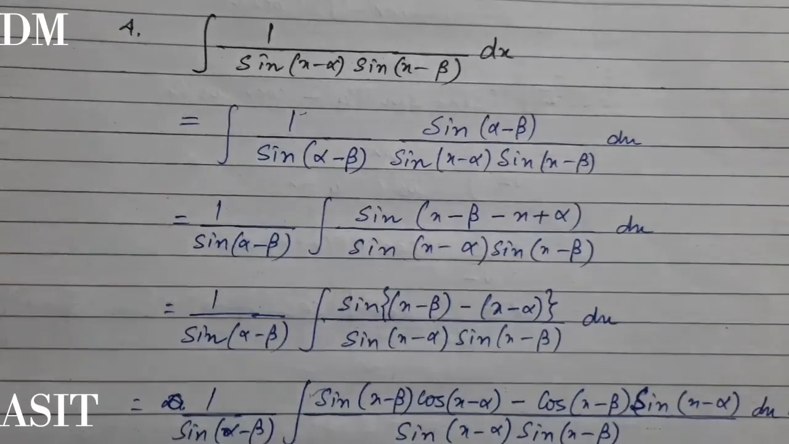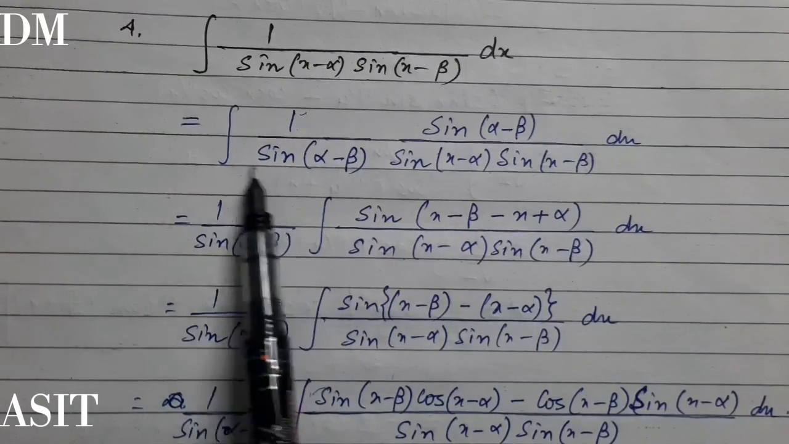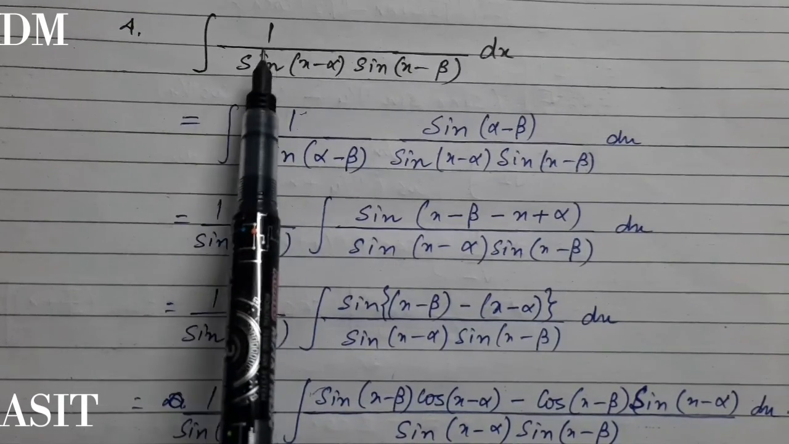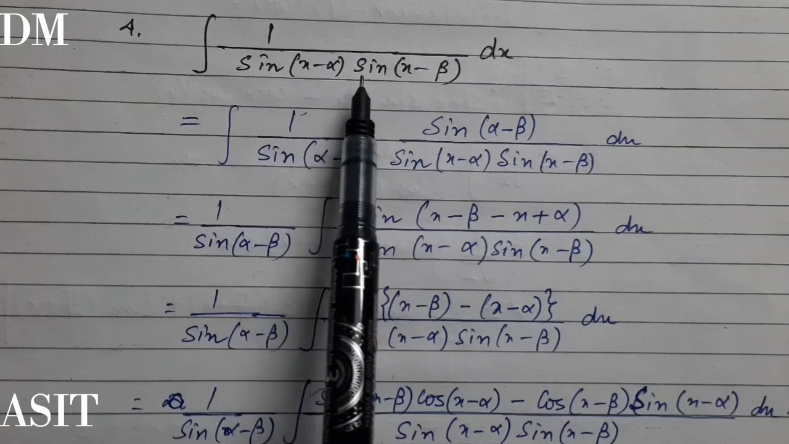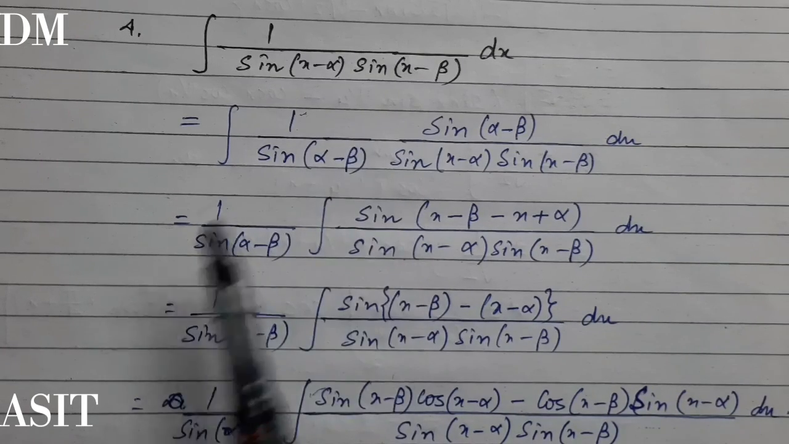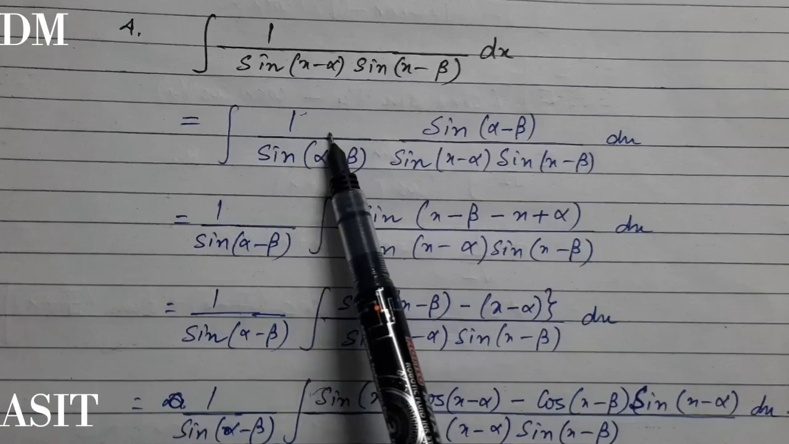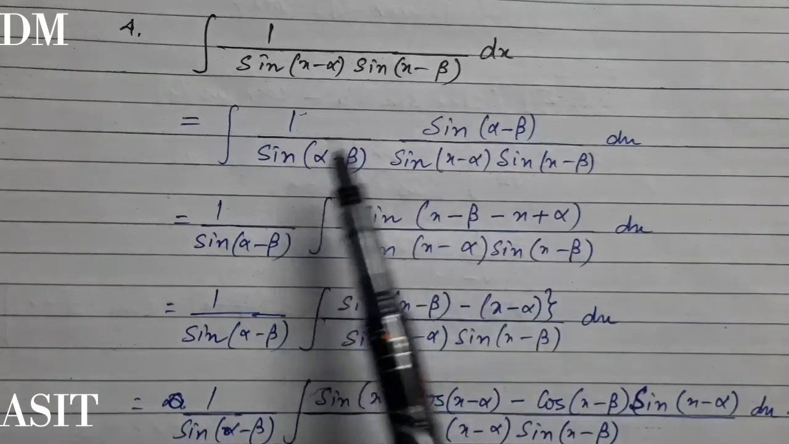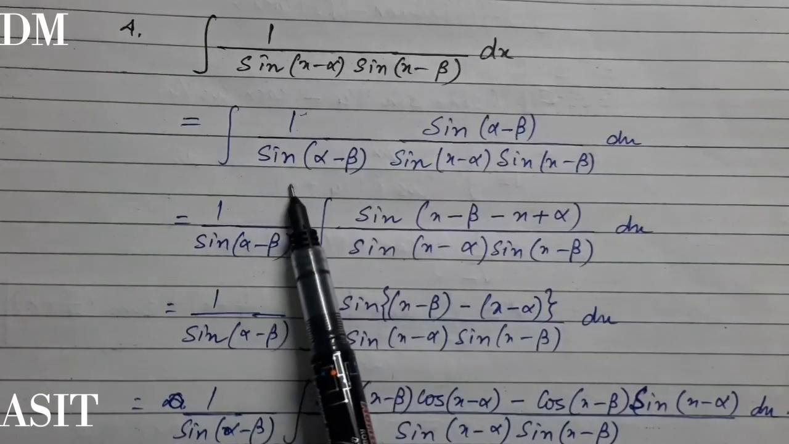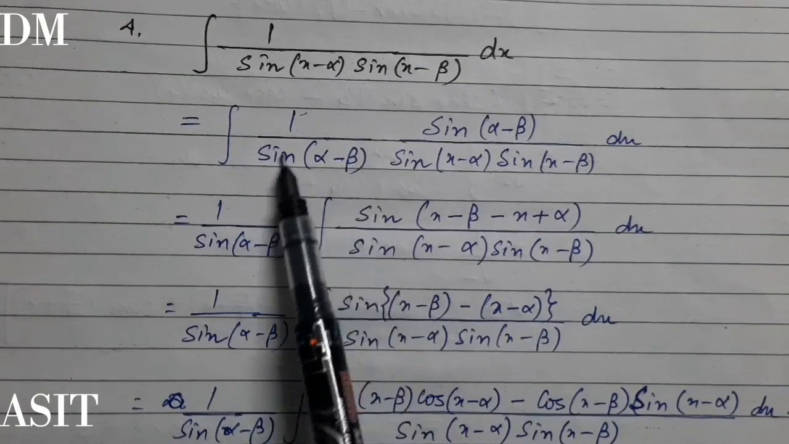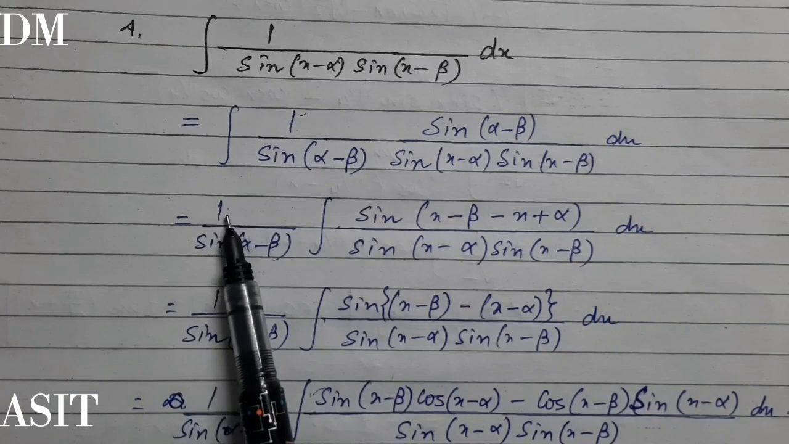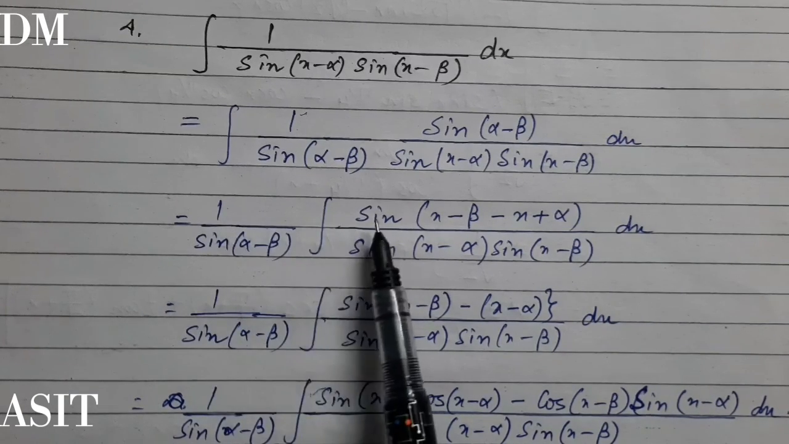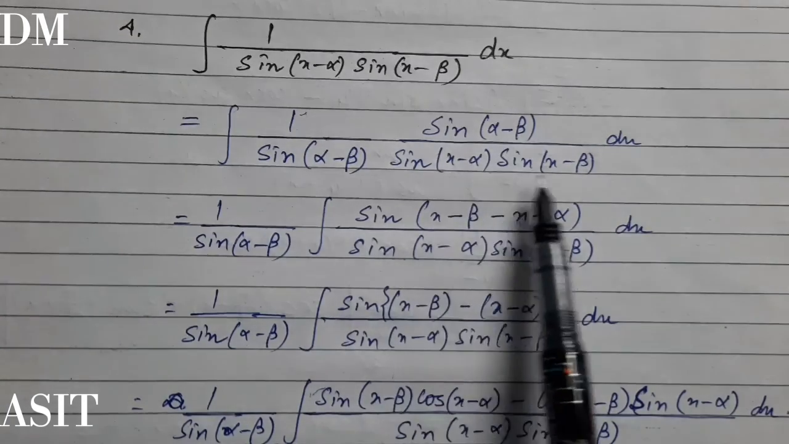Now in a similar way we can find this integral. This is the fourth integral, that is the integration of dx by sine of (x minus alpha) into sine of (x minus beta). Here we can multiply and divide by sine of (alpha minus beta) in both numerator and denominator. This sine of (alpha minus beta) is a constant, so it can be taken outside the integration. So it is the integration of sine of (alpha minus beta) by this.